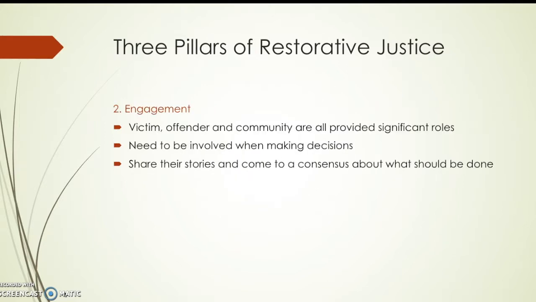Engagement is the second pillar of restorative justice. This is when the victim, offender, and community are all provided significant roles in restorative practices. This is huge. They also need to all be involved when making decisions, whether that be the outcome of the offender's case or what the victim wants the offender's case to look like. And also at the end, sharing their stories and coming to a consensus about what should be done in the best interest of all three parties, those three parties being the victim, offender, and community.